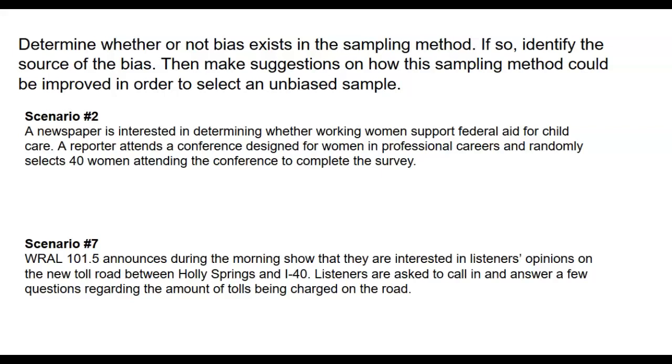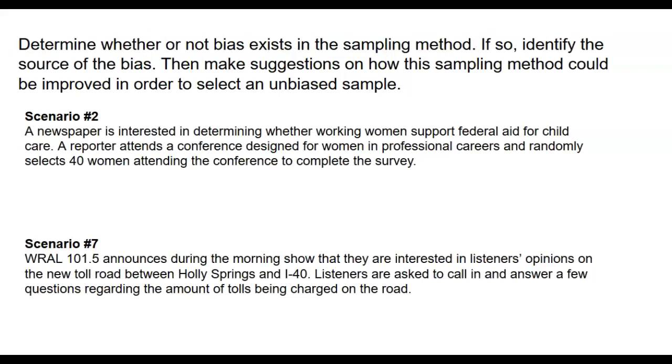Scenario number 2. A newspaper is interested in determining whether working women support federal aid for childcare. A reporter attends a conference designed for women in professional careers and randomly selects 40 women attending the conference to complete the survey. This situation would have undercoverage bias.